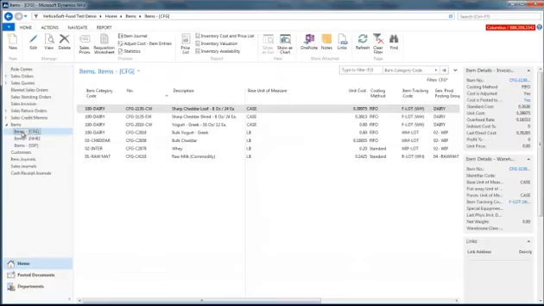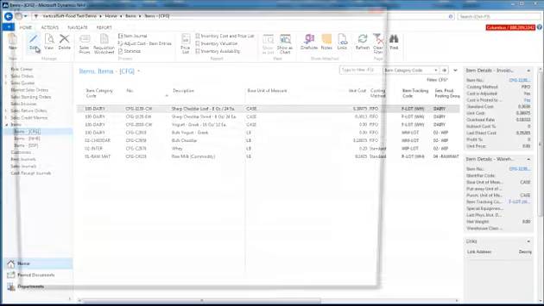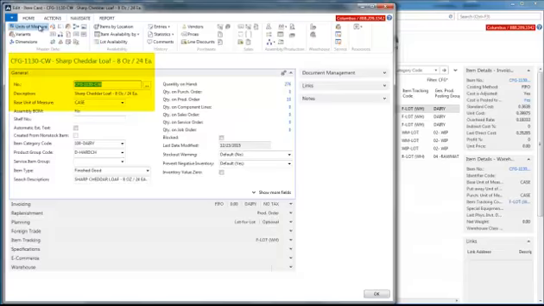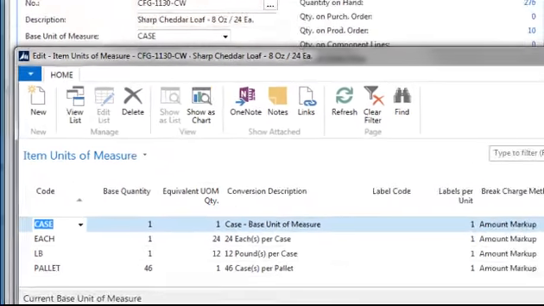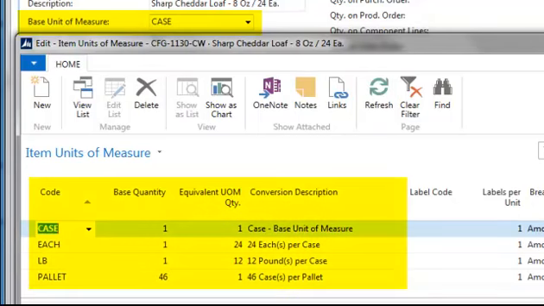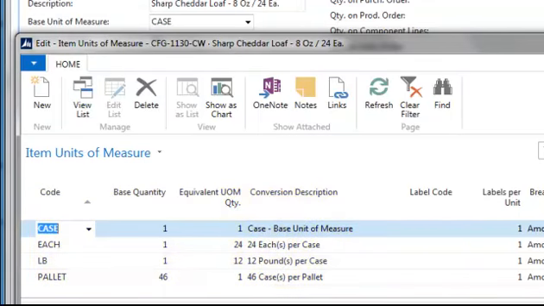Dynamics NAV allows for an item to have multiple units of measures. To start, there's a base unit of measure assigned to an item. This base represents a unit of 1. The other units of measures are associated to the base unit of measure through a conversion. In NAV, transactions can use any of these available units of measure. But it's ultimately the base unit of measure which is recorded.